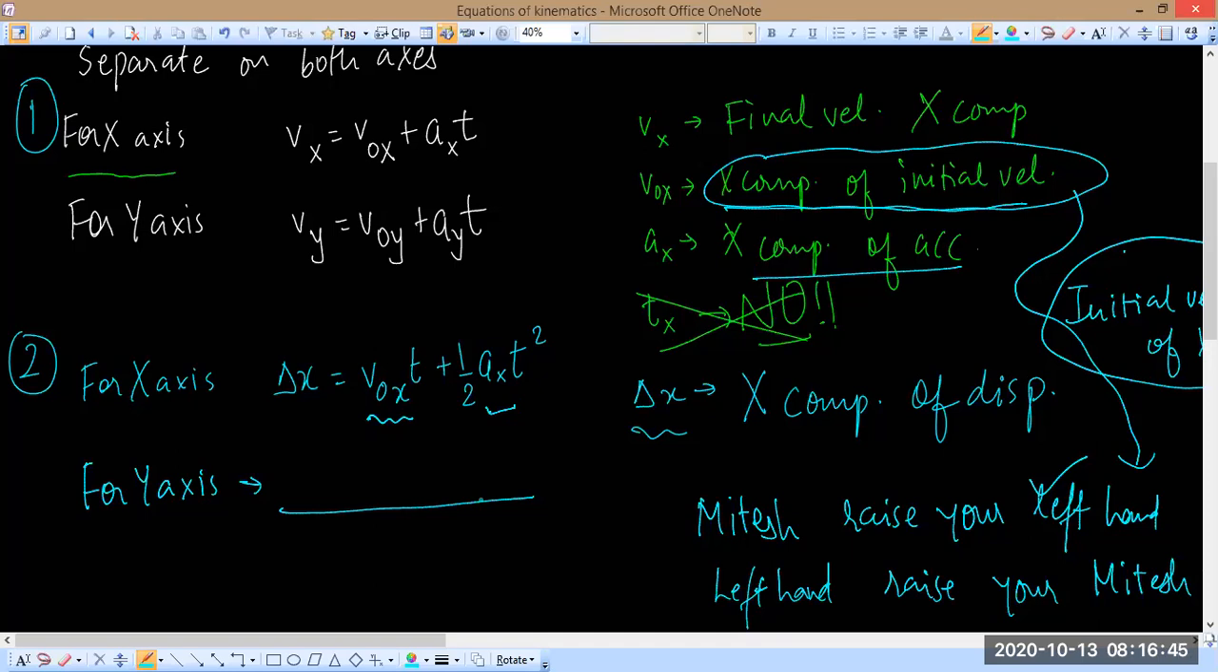Okay, lots of people are giving correct answers. Very good, very good. See, you don't write y axis equal to, you write delta y equal to. Yes, so everyone, the equation is going to be delta y is equal to v0y t plus half ay t square, right? This is again the same equation that we used to write.